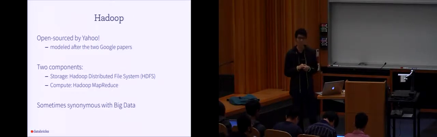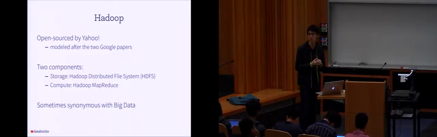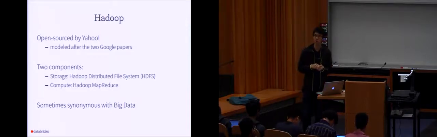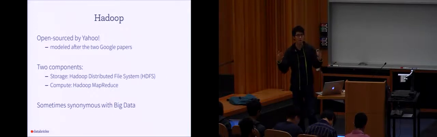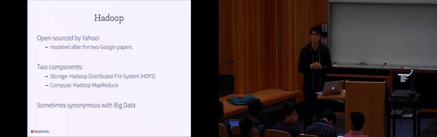In the beginning, there were two components in Hadoop: HDFS and Hadoop MapReduce. HDFS is the storage part, modeled after GFS, and MapReduce is the compute part, modeled after MapReduce. Sometimes in this industry, when you talk about big data in terms of technology stack, Hadoop is essentially synonymous with big data.